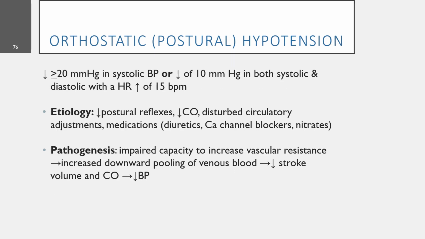Orthostatic hypotension, or postural hypotension, is a decrease in systolic blood pressure of 20 millimeters of mercury or more and diastolic blood pressure of 10 millimeters of mercury or more. It's accompanied by an increase in pulse rate of 15 beats per minute or more upon standing from a supine or sitting position.